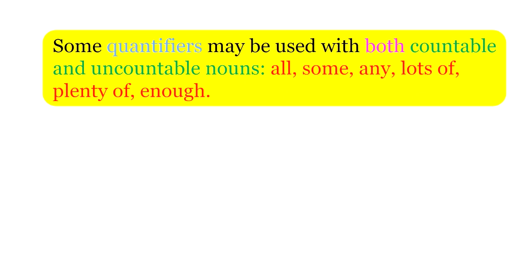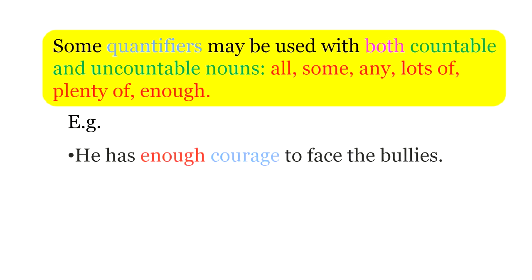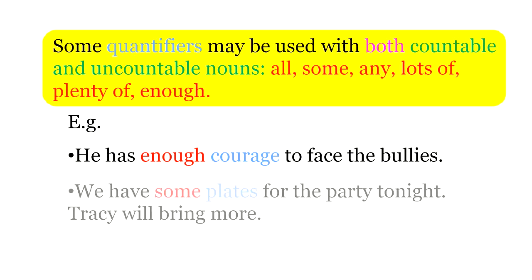Some quantifiers may be used with both countable and uncountable nouns. These are all, some, any, lots of, plenty of, and enough. Let us take examples. He has enough courage to face the bullies. We have some plates for the party tonight. Tracy will bring more. Here, courage is uncountable noun and plates is countable noun.